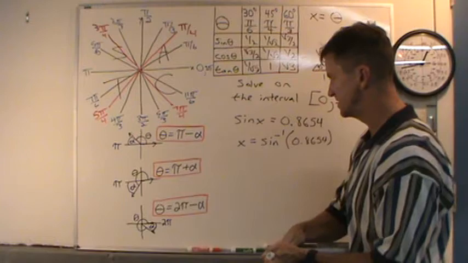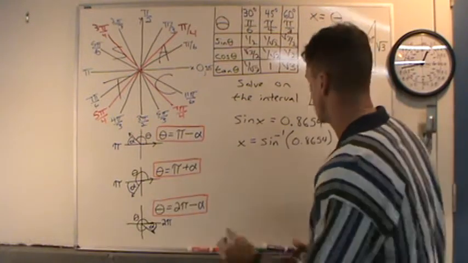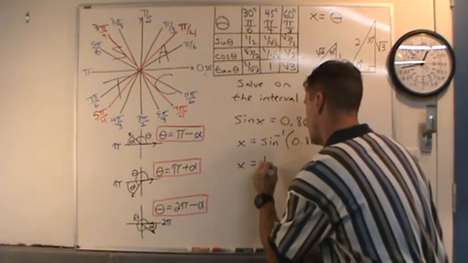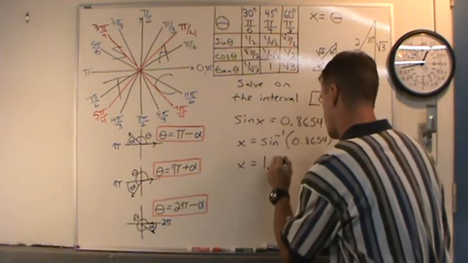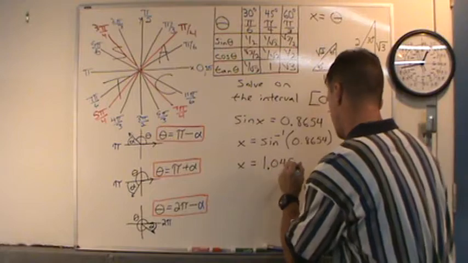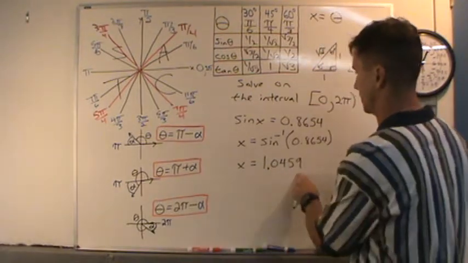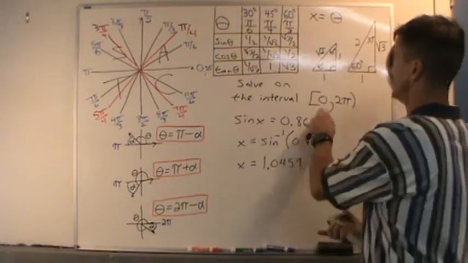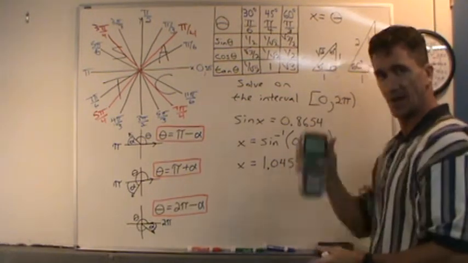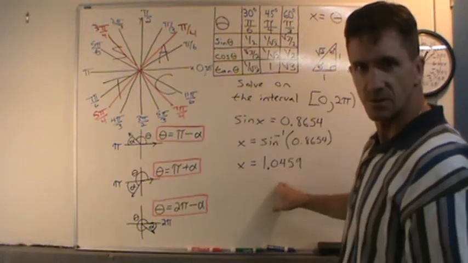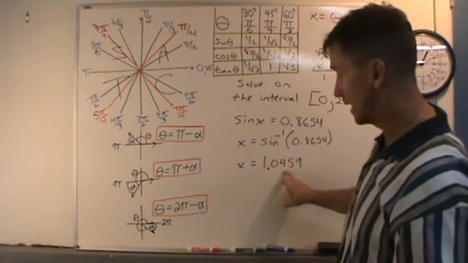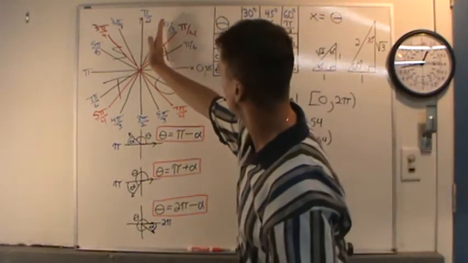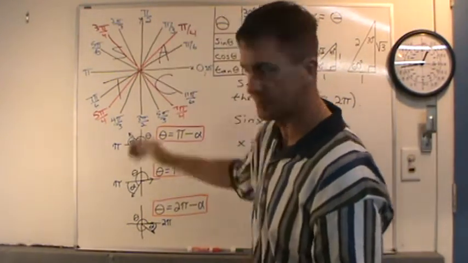And write all these answers out to 4 decimal places. So x equals 1.0459. 4 decimal places. All right, that's one solution in between 0 and 2 pi. That number is between 0 and 2 pi. I was in radian mode. If you wanted to find the degrees here, take that number multiplied by 180 over pi, you'll see what the angle is. And it's probably around 60 degrees or so.